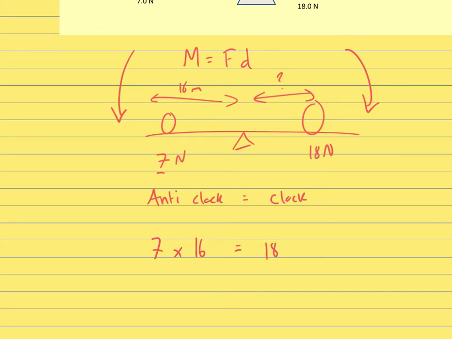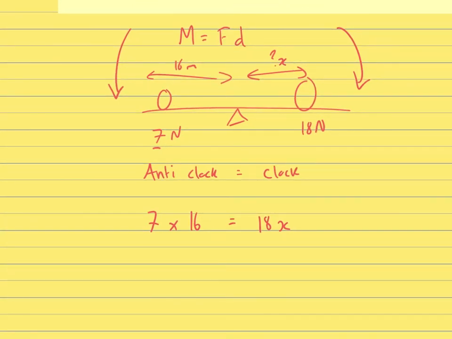What is my distance? I don't know. So I could call that x. So I'm going to say 18x. And it's just a case now of solving and simplifying. So I think 7 times 16 is 112 equals 18x. So that's my first step.